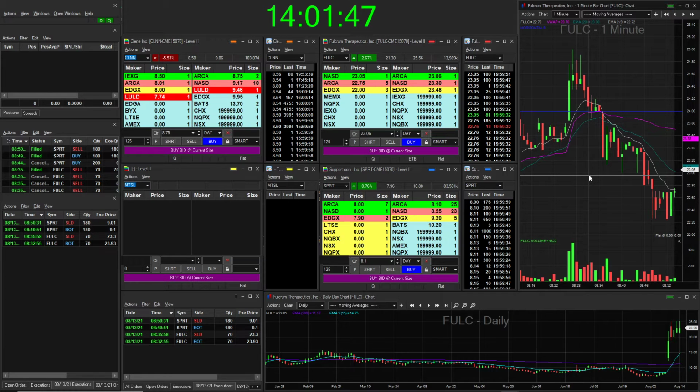We had this big move up to 25, pullback. And on this sell-off, I got in right here as it broke VWAP on a dip trade at 23.93. It comes up to 24.20 and then proceeds to come back down to 24.